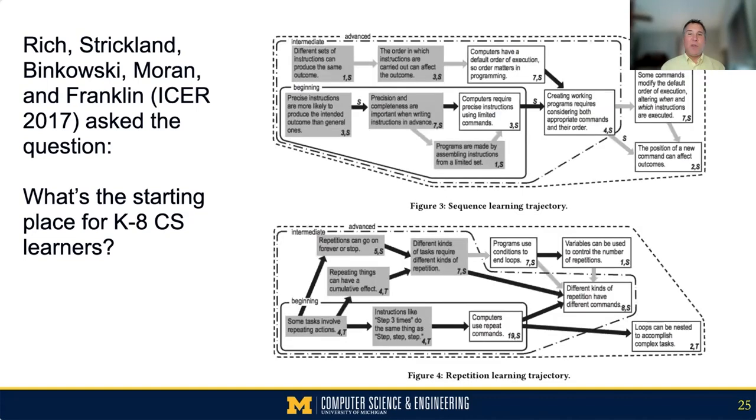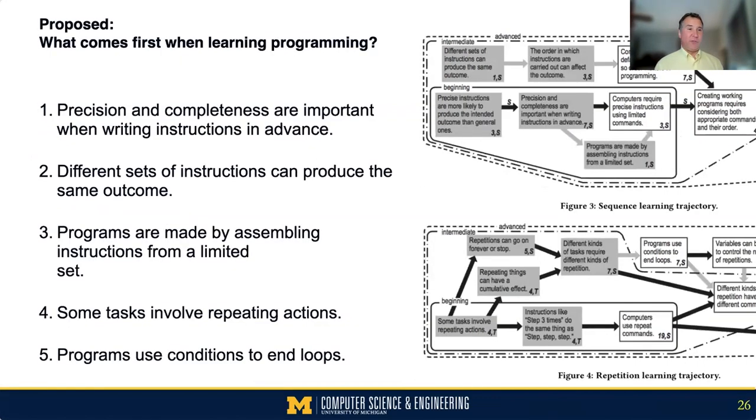And they've been building these learning trajectories that describe the set of concepts that need to be learned in order to understand the sequence of a program. What are the things that need to be understood to understand repetition? Let me zoom in to the left-hand side to make that a little bit easier to see. So what comes first when learning programming?